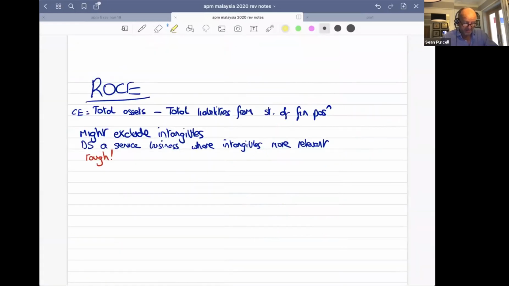Rocky, obviously we can manipulate the asset value on Rocky, and we can also manipulate the profit by messing around with depreciation and accruals and stuff like that. Yep, so you should be familiar. That's kind of bread and butter for, or rice and noodles in Malaysia, for the average APM student. Okay.